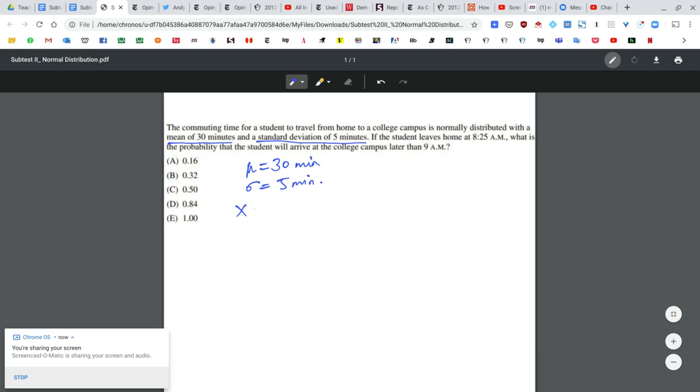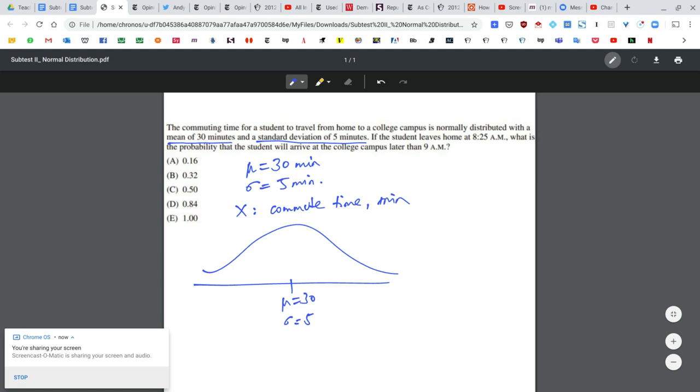So I'll define a random variable x that stands for, say, commute times in minutes. I'll sketch the normal distribution. The mean is given to be 30 minutes. The standard deviation is given to be 5 minutes. So if the student leaves home at 8:25 and arrives later than 9 a.m., it means his commute time x should be greater than 35 minutes. And the question is, what's the probability of that? So in simple language, what's the probability that x is greater than 35 minutes?